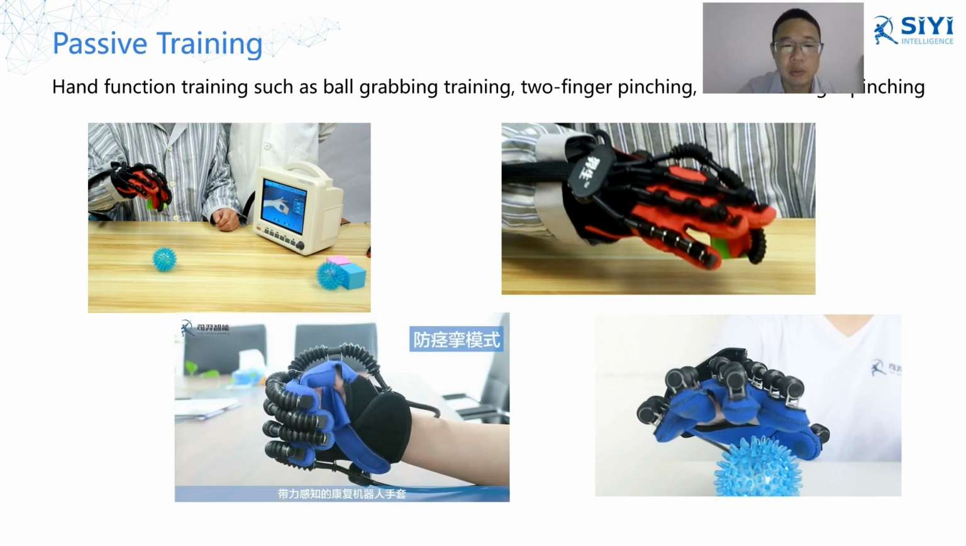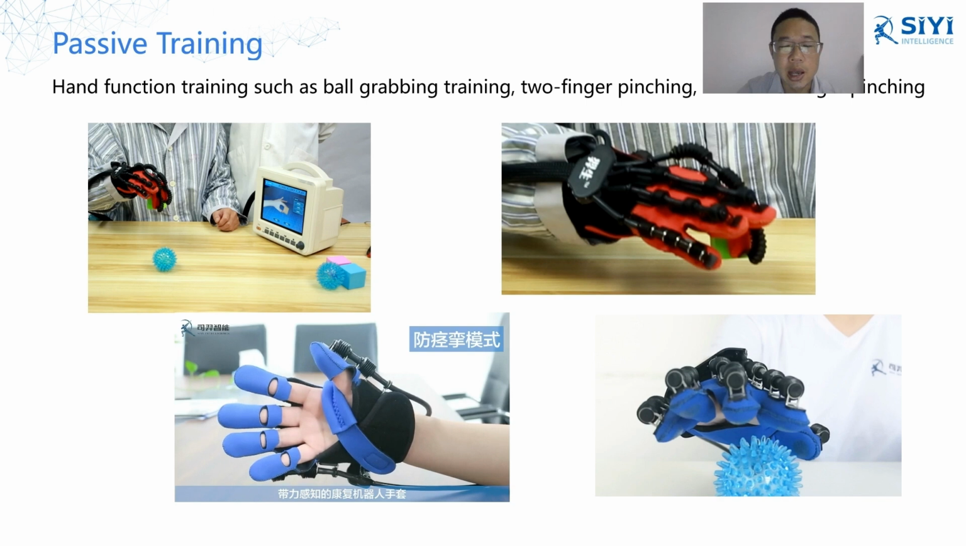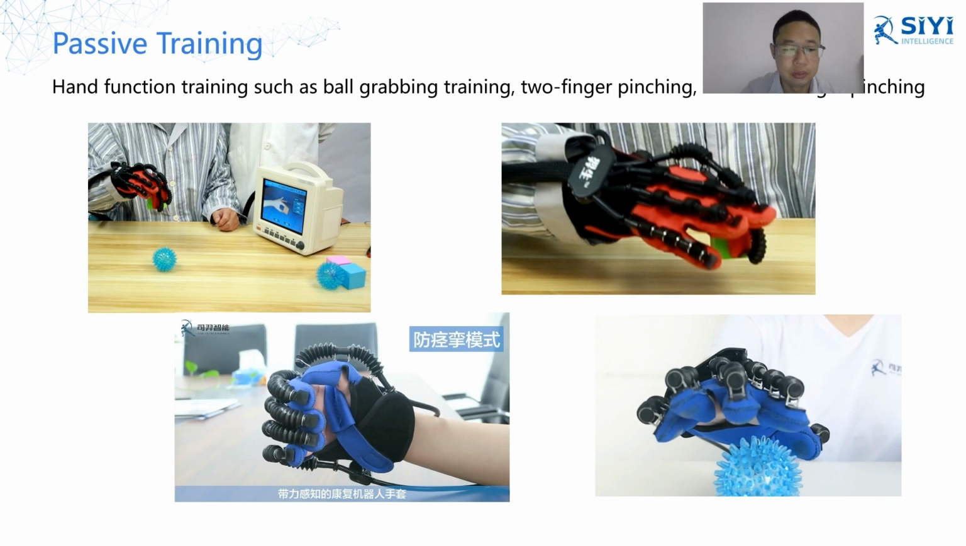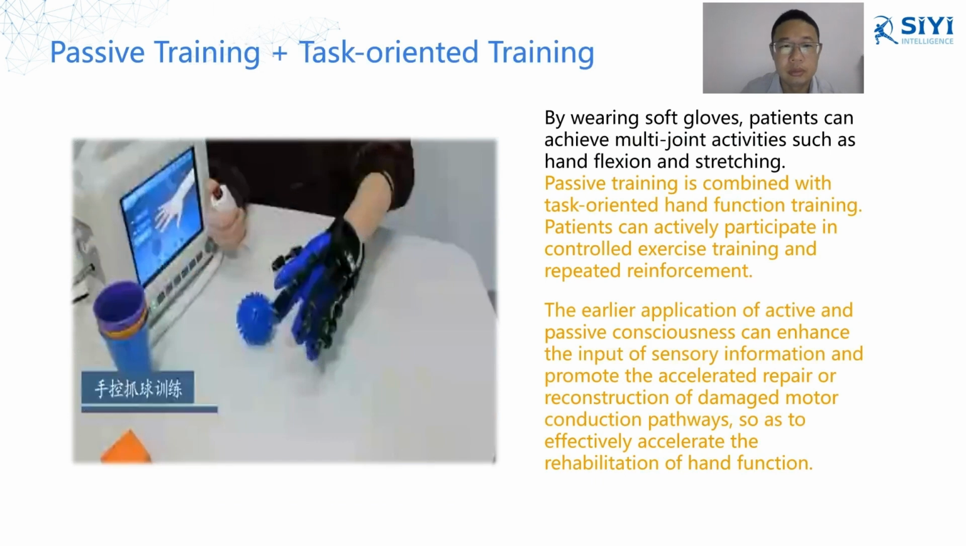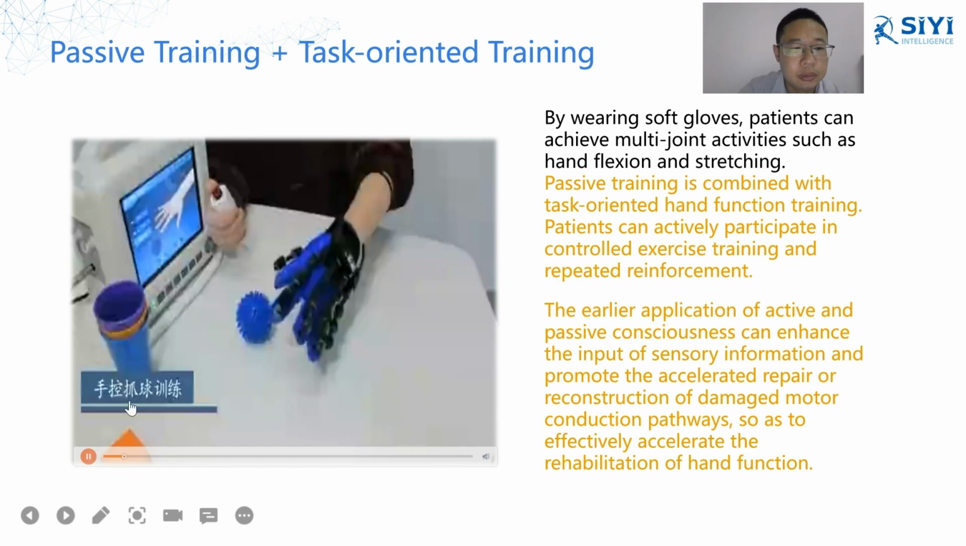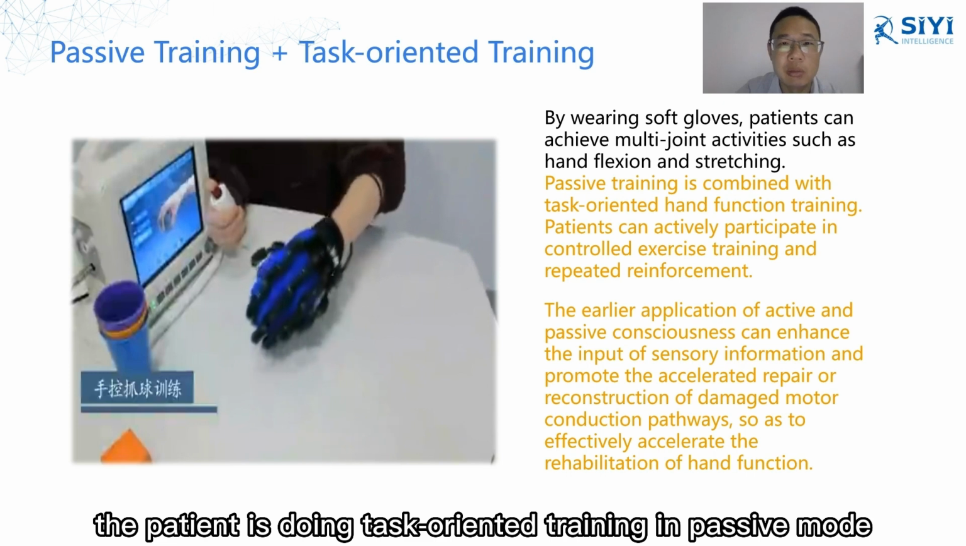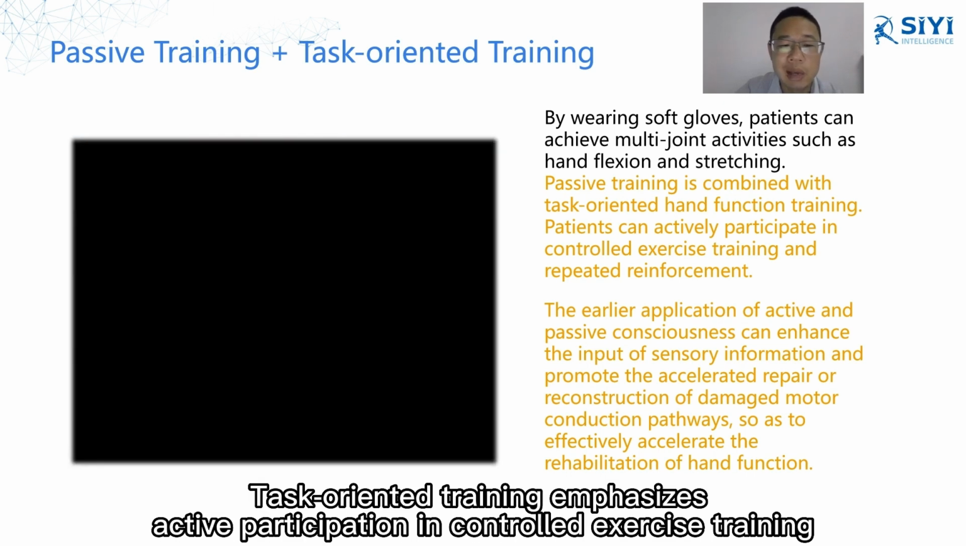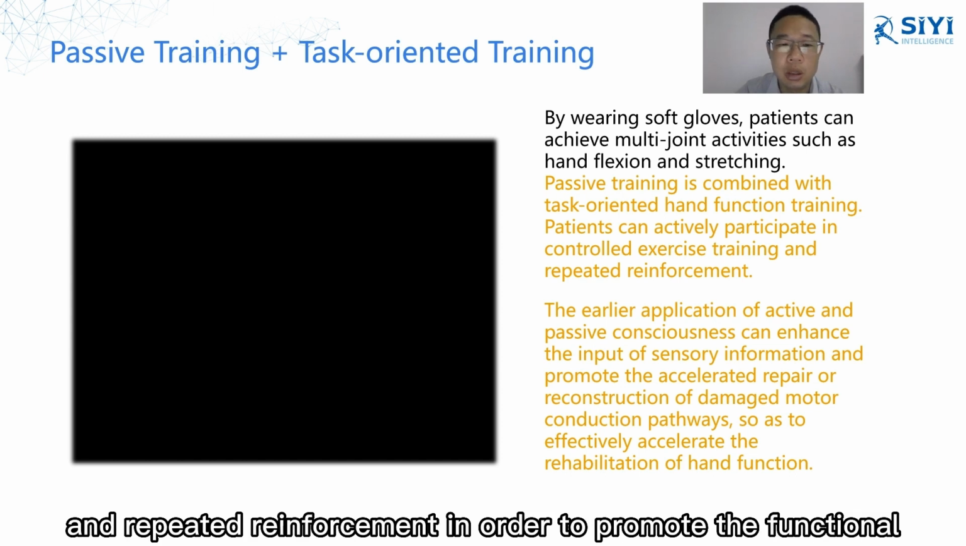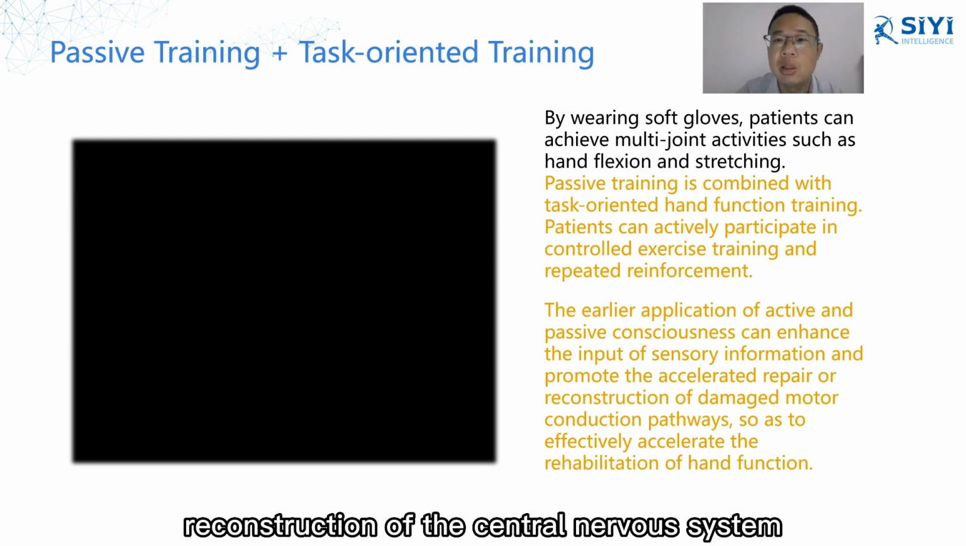You can watch the video. Choose the antispasm mode. The movement is very slow. As you can see, the patient is doing task-oriented training in passive mode. Task-oriented training emphasizes active participation in controlled exercise training and repeated reinforcement in order to promote the functional reconstruction of the central nervous system.